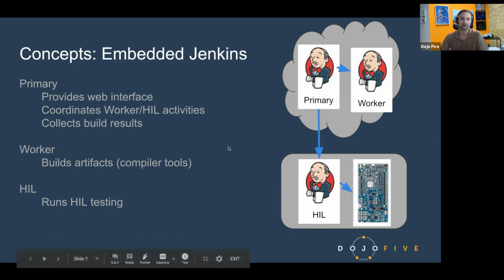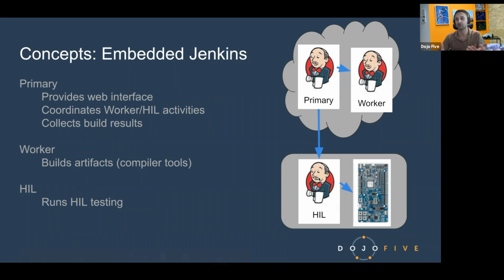I'm also showing a hardware in the loop demonstration here. The primary can also kick off another Jenkins runner that's running on something like a Raspberry Pi or some kind of low-cost hardware that can then be connected to actual dev kit boards that can then be running your tests on hardware. And there are some other considerations on the workers side of things too on how we set up embedded Jenkins.